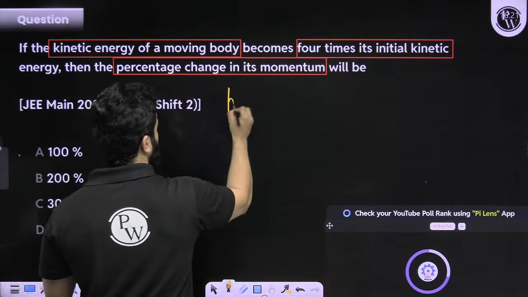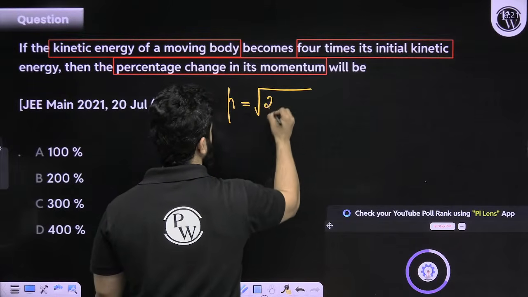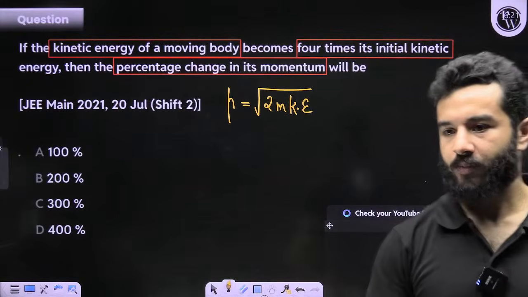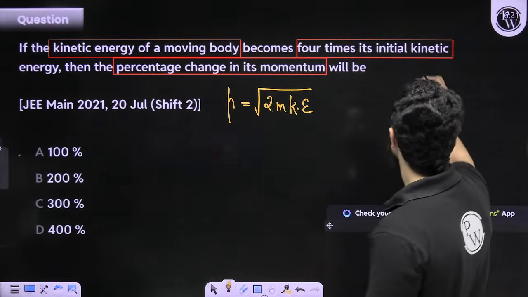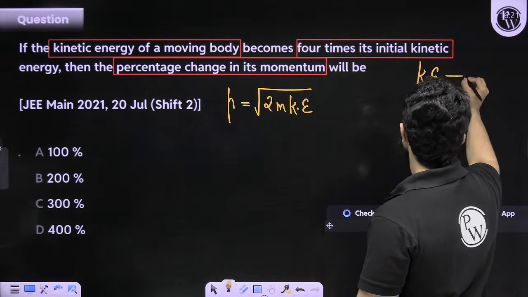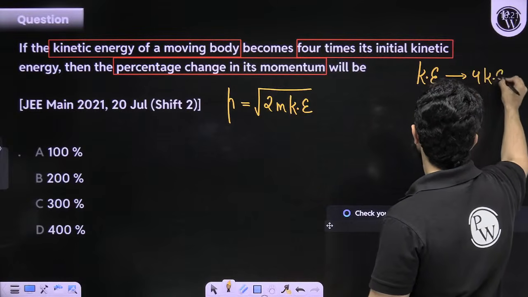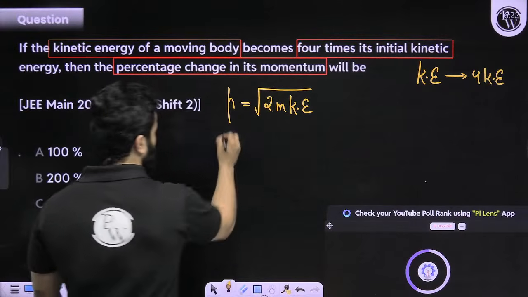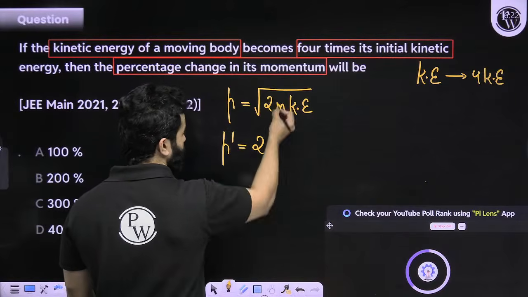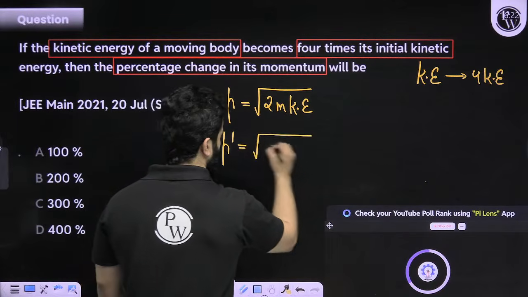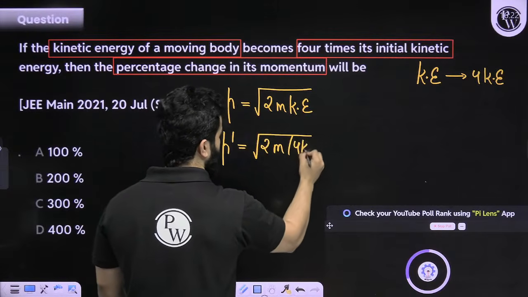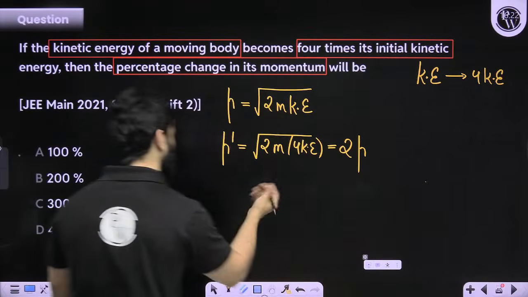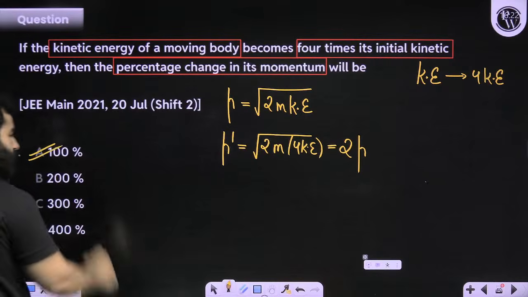First of all, please know that instead of momentum, we can write root 2 mKE. Now they are saying that kinetic energy is becoming 4 times. If kinetic energy becomes 4 times, the momentum will become 2 times the initial momentum. Please understand, root 2m into 4 KE, that will become 2 times the initial momentum. And if you want to find the increase in momentum, this is not 200%, but this is 100%.